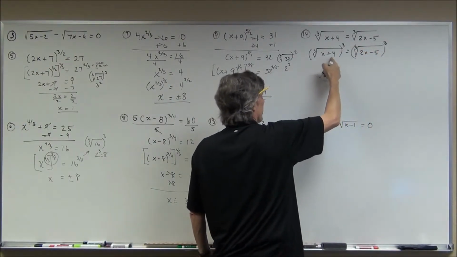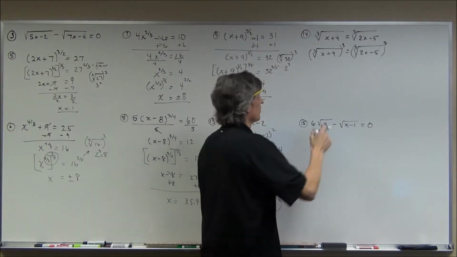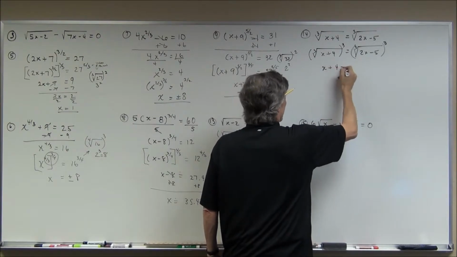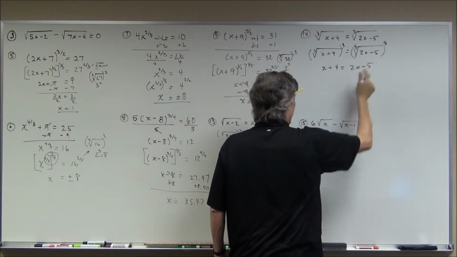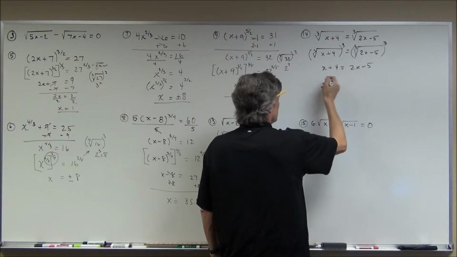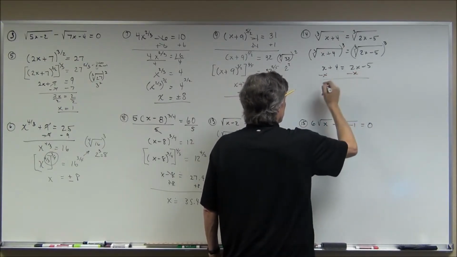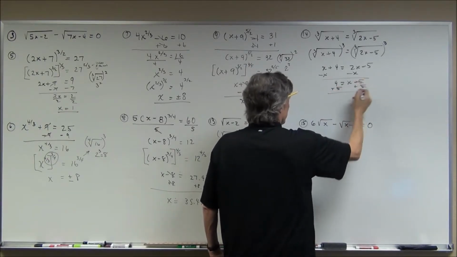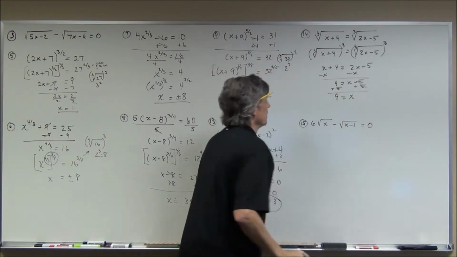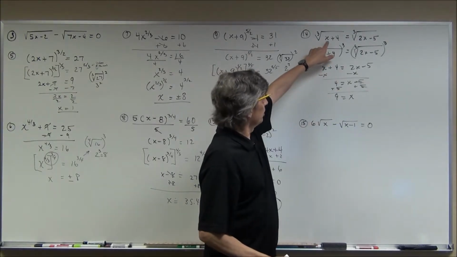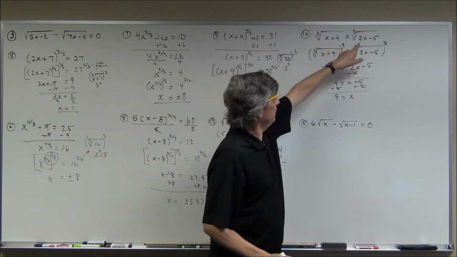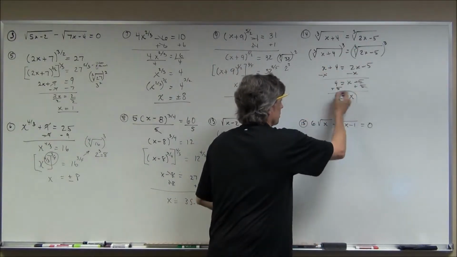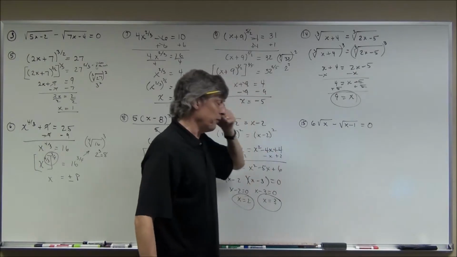So I have the cube root of x plus 4. That's being raised to the third power. Those are inverse operations. I just get x plus 4. Over here I just get 2x minus 5. And then I have an easy equation. I subtract x. I have 4 equals x minus 5. I add 5. And I get x is equal to 9. Now take the 9, plug it back in. Make sure this is the cube root of 13. 2 times 9 is 18 minus 5. This is the cube root of 13. That's a good answer.